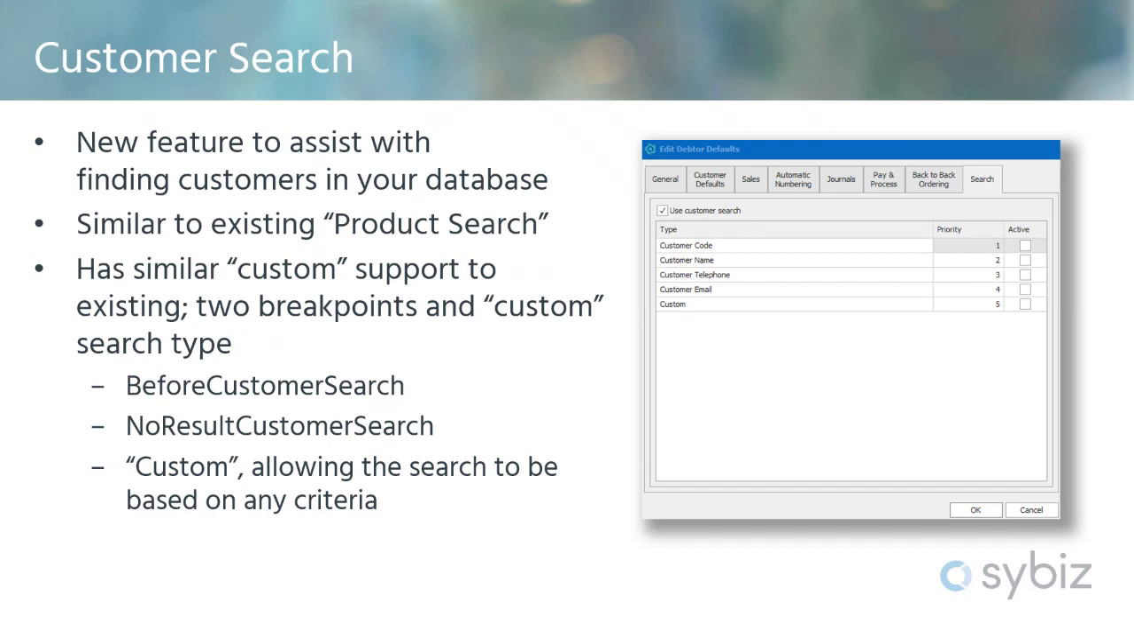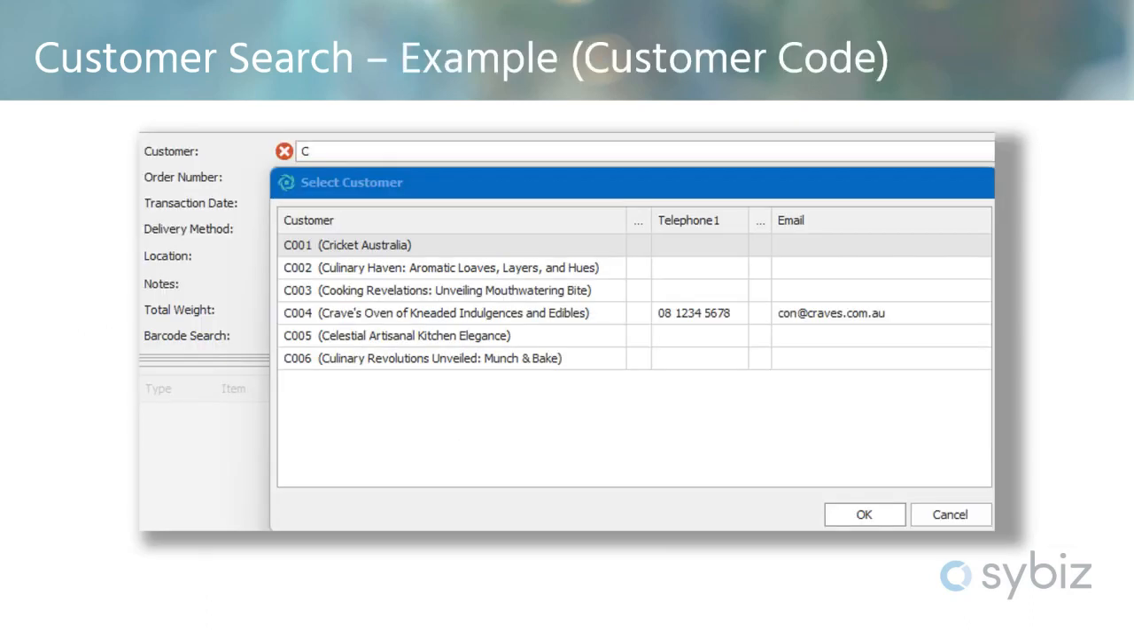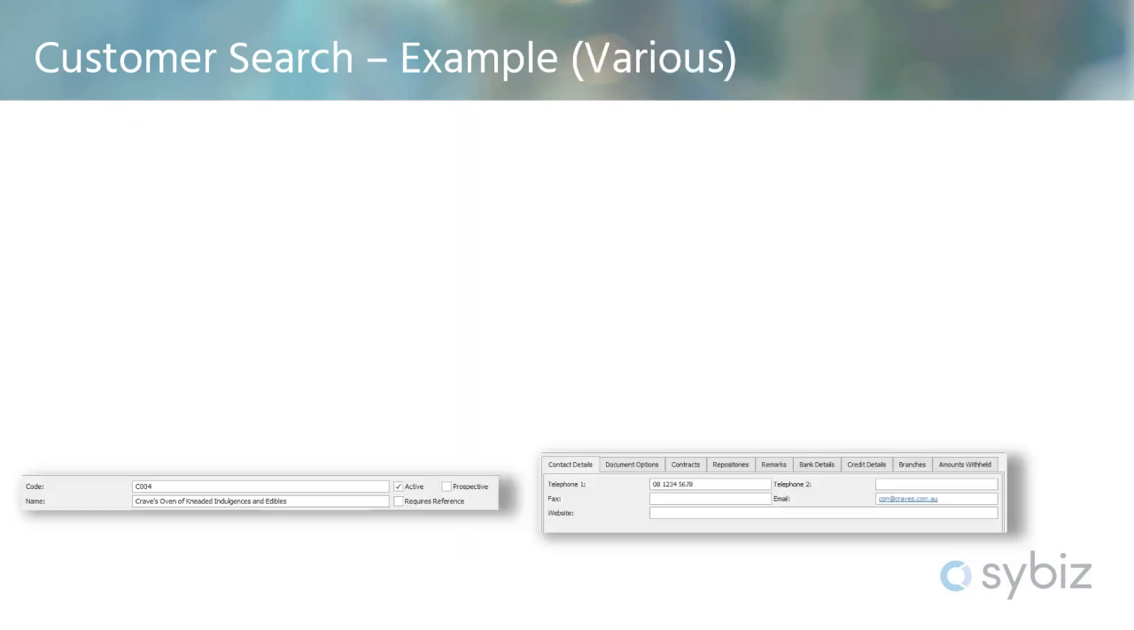A couple of examples here quickly. So this is a simple customer code one, using the default behavior, which is just what's next. I've got a bunch of customers that start with the letter C, and they're all going to come up if I type in a C and then hit tab. We'll focus on C004. You'll notice it's the only one with a telephone or an email. None of this is going to be particularly surprising, but I just want to run through it regardless. So they've got a code, a name, a telephone, and an email.